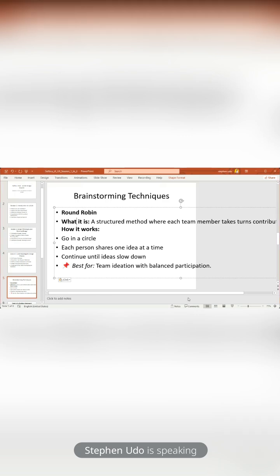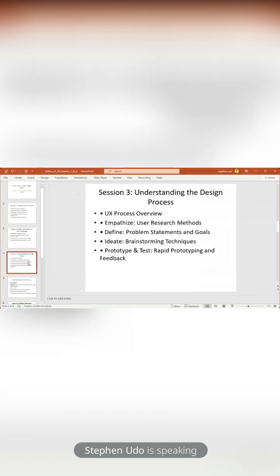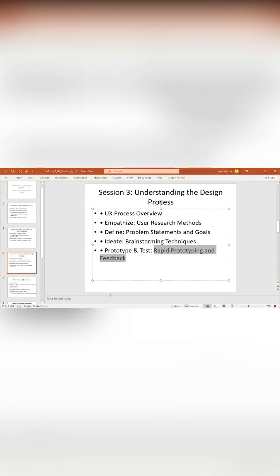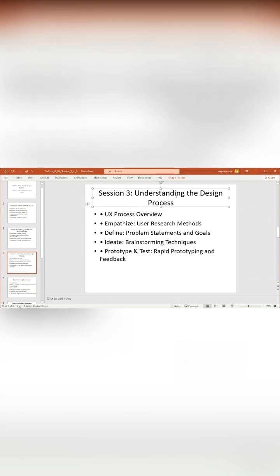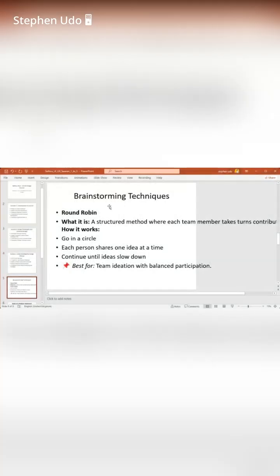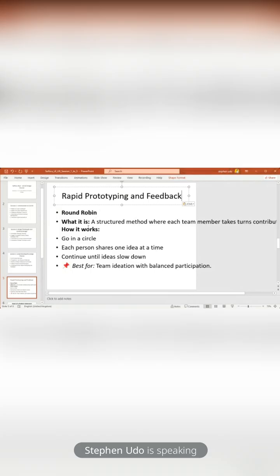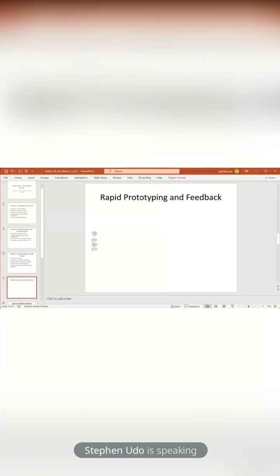So the next one we have here is rapid prototyping and feedback. Under rapid prototyping and feedback, what is rapid prototyping first of all? It's the process of quickly building simple, scaled down versions of a product to test ideas and features before full development. That is prototyping I talked about.